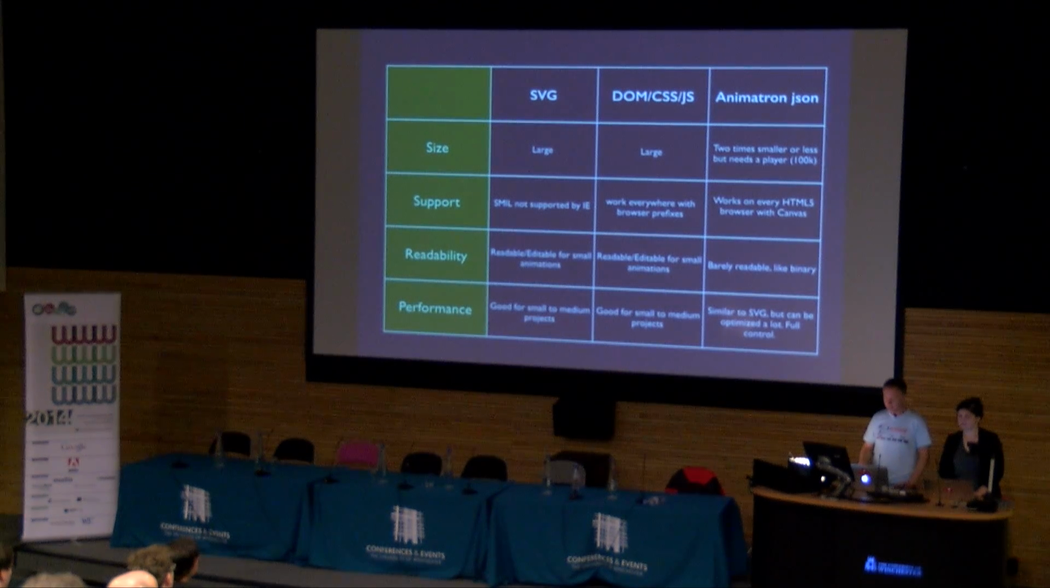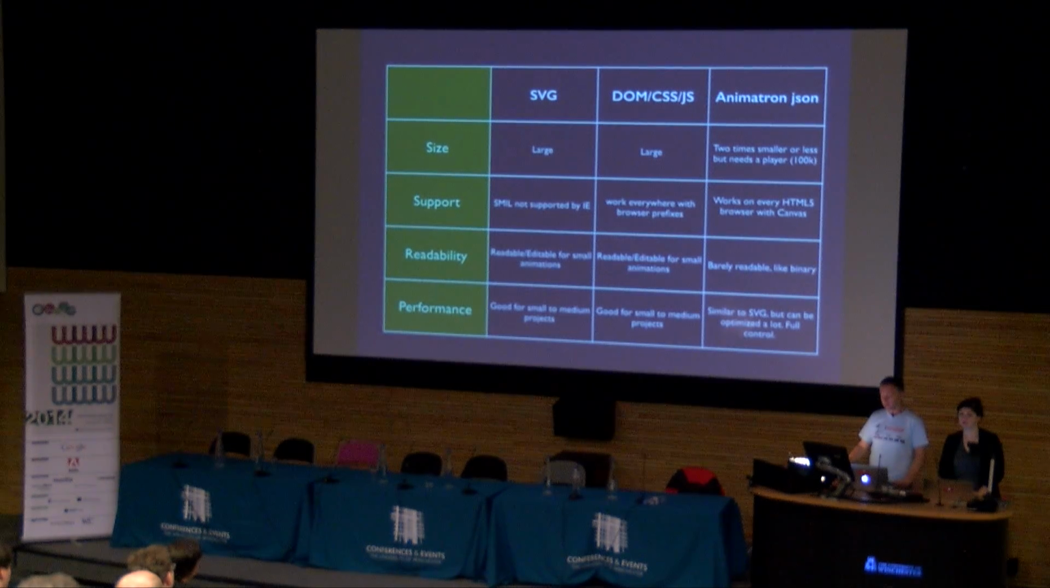Okay, in terms of performance, by our experiments, it's more or less the same. It depends on the project and on what kind of animation you do. We found that if you animate images on the screen, SVG is pretty slow, surprisingly. I don't know why. But vector graphics, vector shapes, tend to be on par across all the formats.